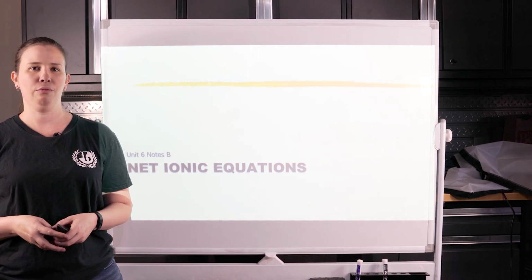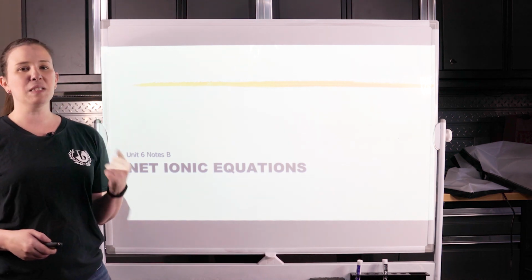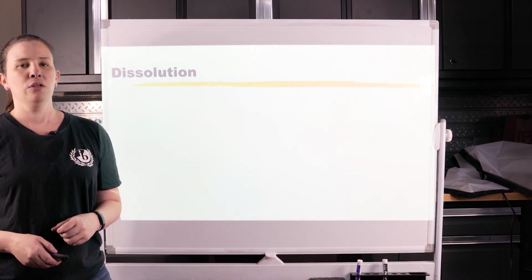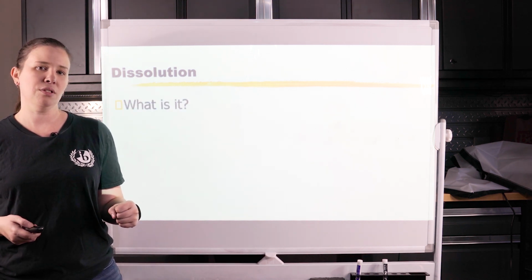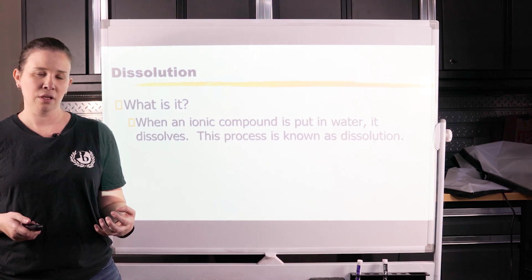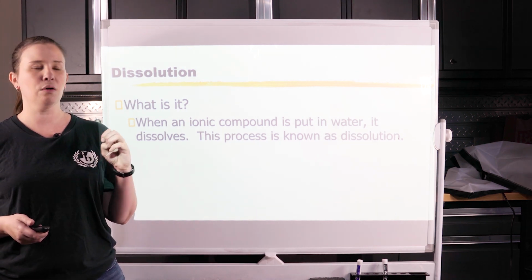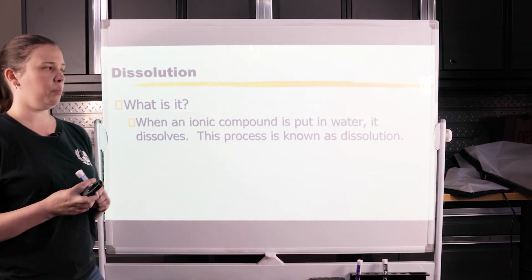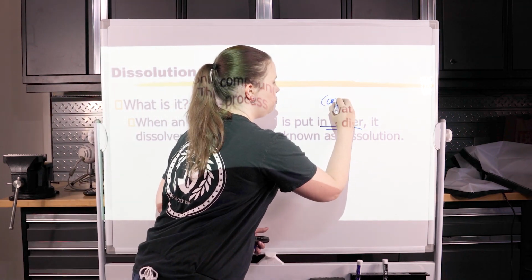Hey there guys, in Unit 6 Notes B, we're gonna look at a specific type of equation called a net ionic equation. So what happens in a net ionic equation is that we of course have ionic compounds. These ionic compounds actually behave special when they are in water. By the way, there was a special term for that, where we put something in water. That would be our aqueous phase.